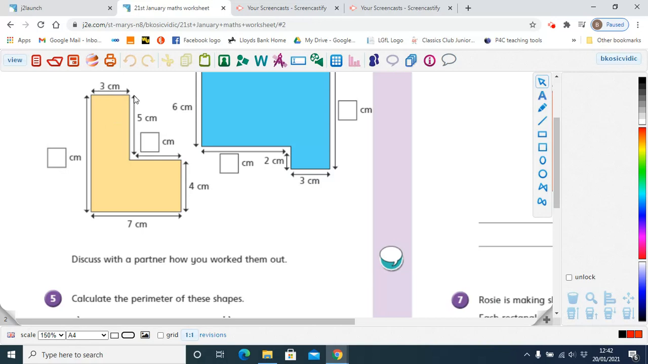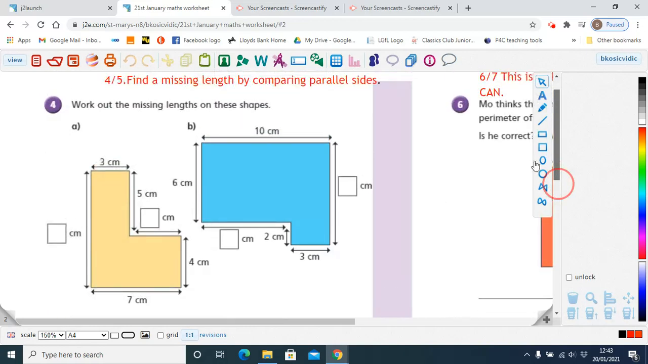But if you look at the parallel lengths on the right-hand side, you will notice that there are 2 of them. There is this one, which is 5 centimeters long, and there is another one that is 4 centimeters long. If you add the 2 of them up, they will give you the full length on the left-hand side. So your answer in this case should be 9.